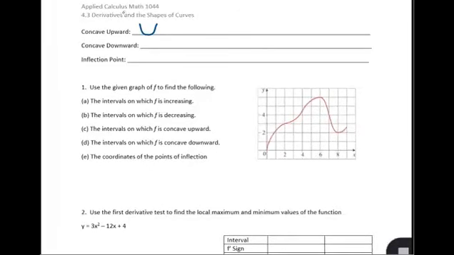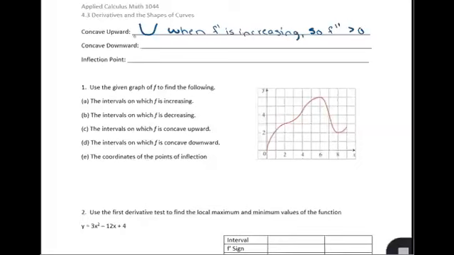We saw before that something is concave up when the derivative is increasing. So you can say when the first derivative, so f prime, is increasing. And that is also going to mean that f double prime, the second derivative, is greater than 0.